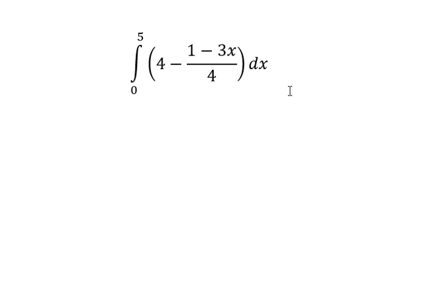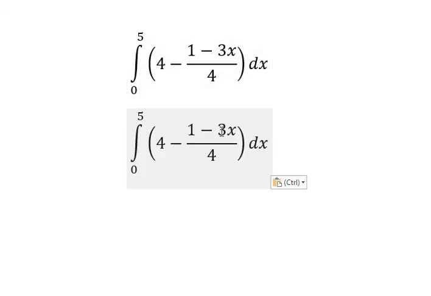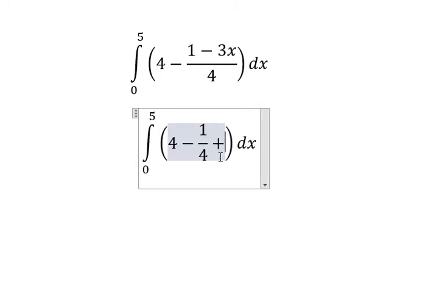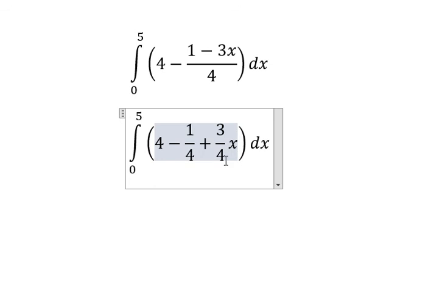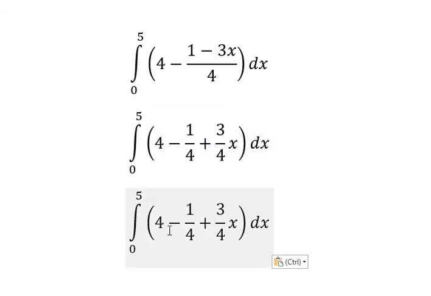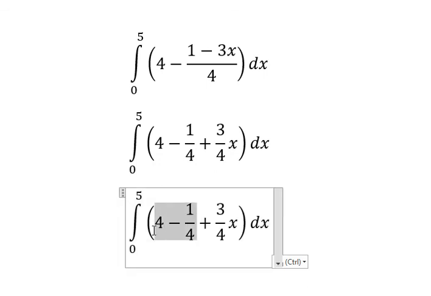Question number 2. 1 divided by 4, 3 divided by 4, but we have the negative sign here. So we have negative 1 over 4 plus 3 over 4 s. So 4 minus 1 over 4, we have 15 over 4.